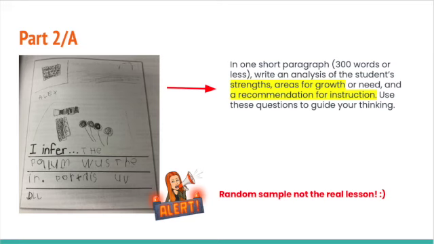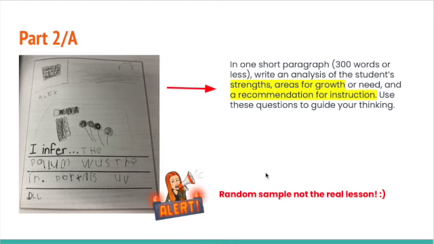For this part, they will provide you with a student sample. It'll be something similar to what we have in here. This is not the right sample. This is a random sample, not the real lesson. So in one short paragraph, you have to write an analysis of the student's strengths, areas of growth, and a recommendation for instruction. Use the questions to guide your thinking.